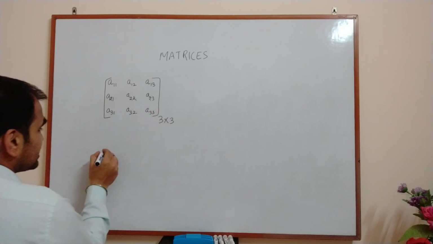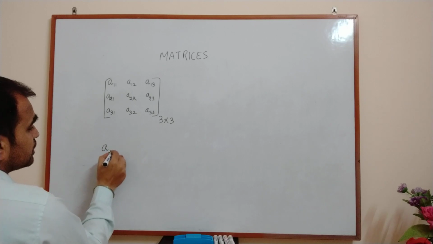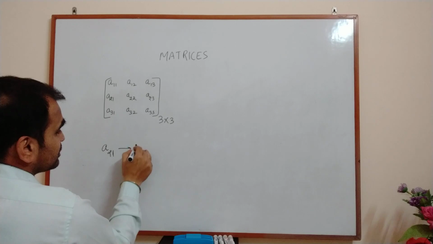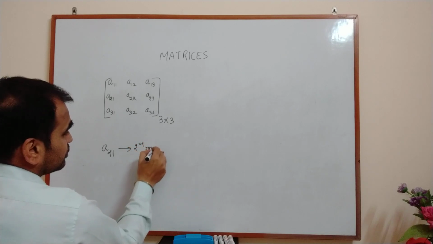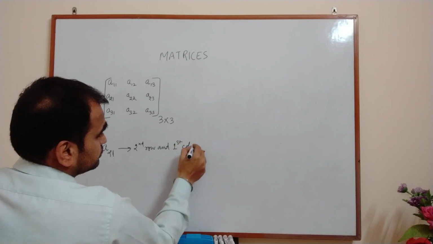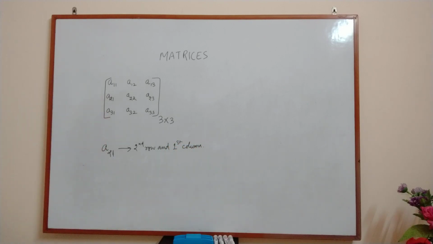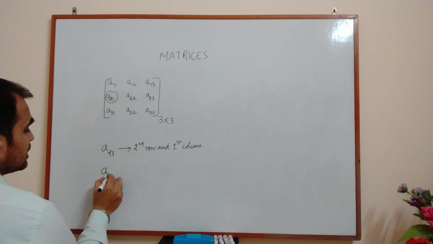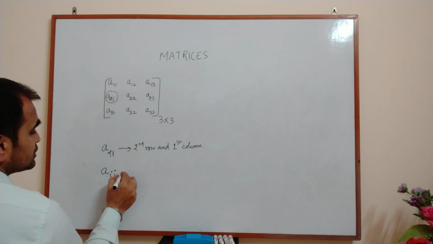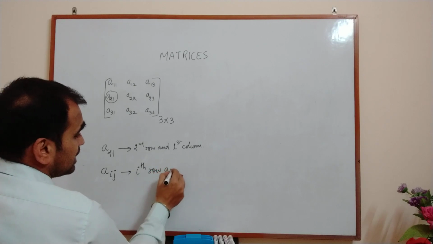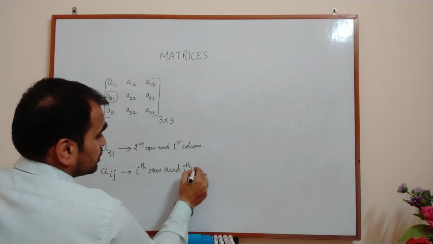So here you can say if there is an element A21, A21 means this is the second row and the first column. So the A21 element belongs to the second row and the first column. In general, if you have an element Aij, then ij means ith row and jth column.